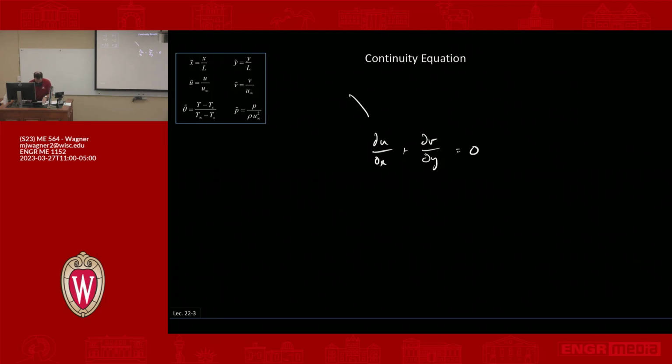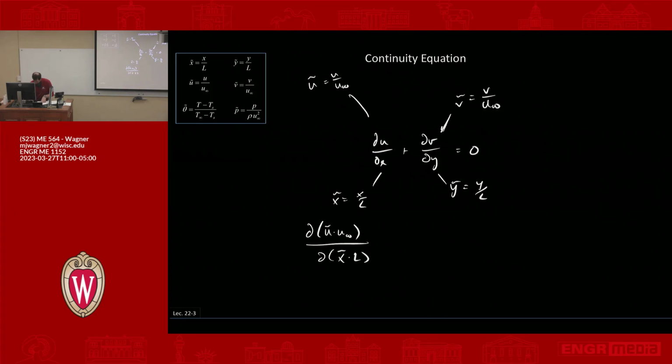So here I need to take u tilde equals u over u infinity and solve that for u and substitute that in. Down here, substitute in x tilde equals x over L, y tilde equals y over L, and v tilde equals v over u infinity. If I do that, I get partial of u tilde times u infinity over partial of x tilde times L, plus the partial of v tilde times u infinity over partial of y tilde times L. With this normalization, what do we have? You have u infinity over L, u infinity over L. That comes out, and this is all equal to 0. So those things can go away.